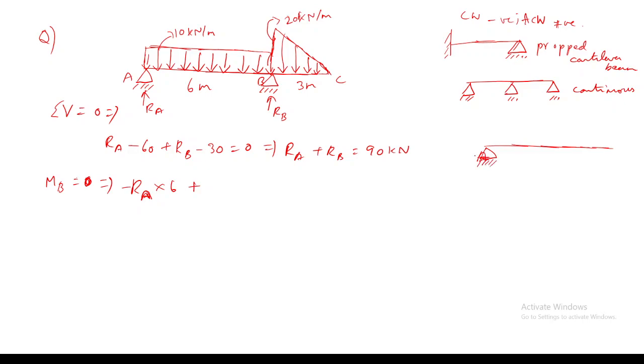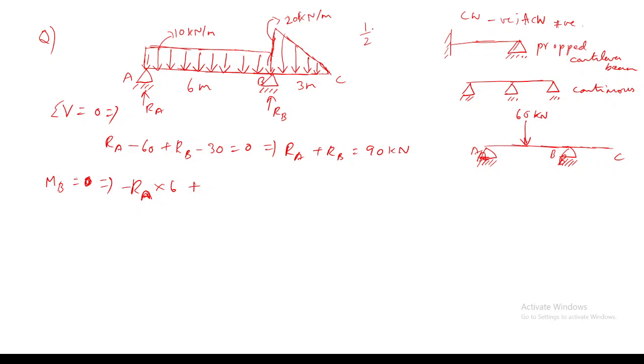Let this be point A, this be point B, and this be point C. So I can replace the same system by a system like this, which is 60 kilonewtons. And here this 30 kilonewtons also can be the total force due to this uniformly varying load is actually 30 kilonewtons. How are we getting that 30 kilonewtons?